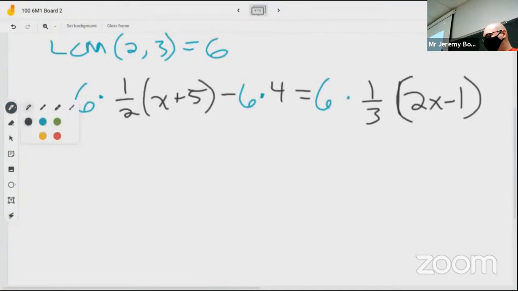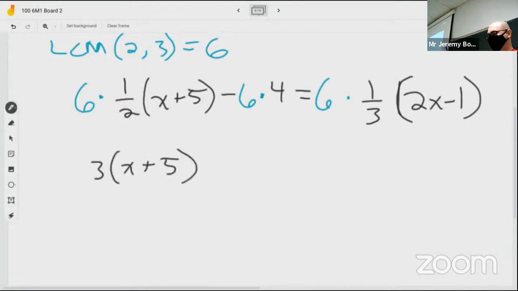So what's going to happen? The 6 times the 1/2. The 6 and the 2 are reduced. We're left with a what? A 3. 6 divided by 2 is 3, so we'll have 3 times x plus 5. We'll deal with that later. And then we have minus 6 times 4, which is 24. That's our left-hand side. Questions on that?